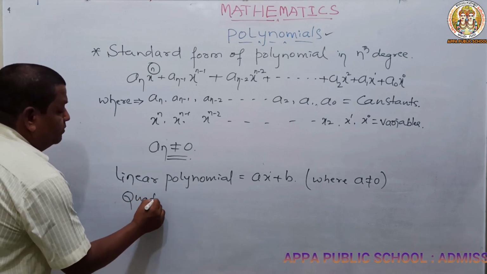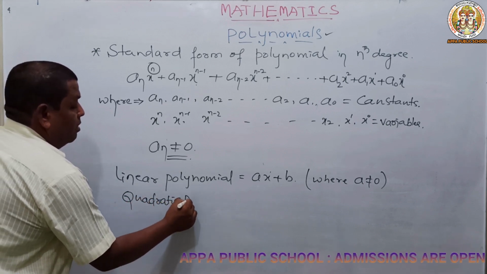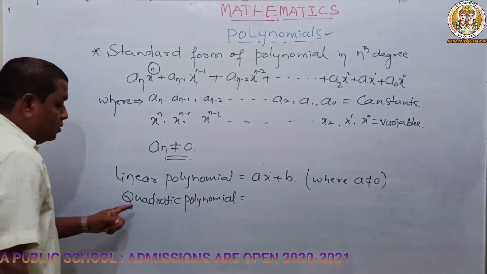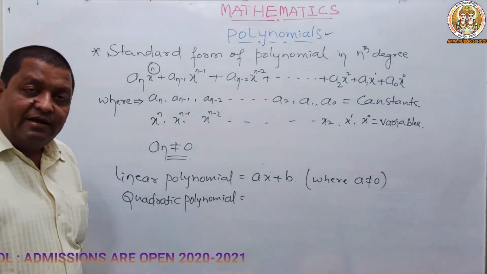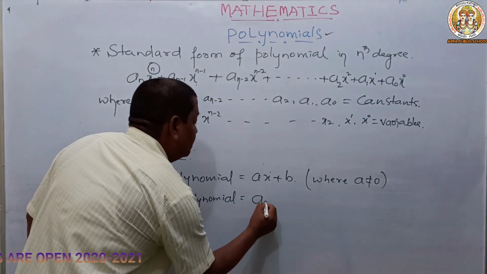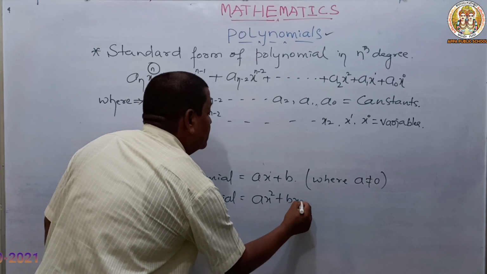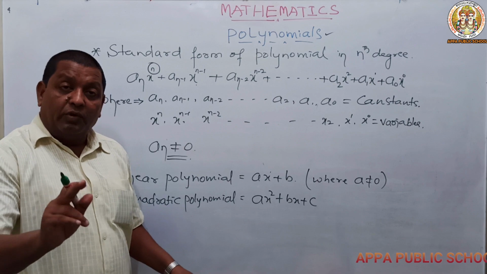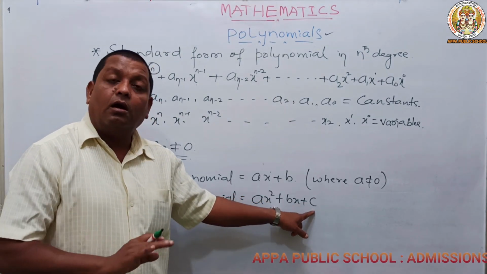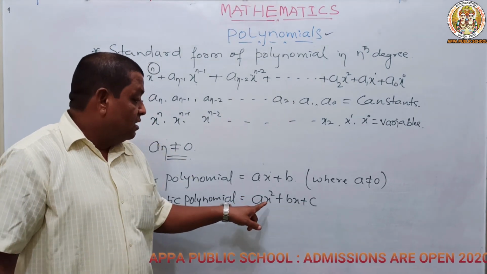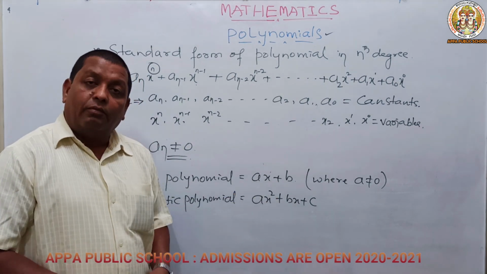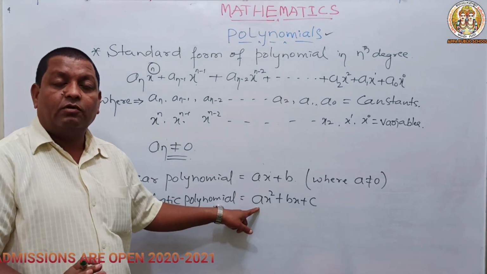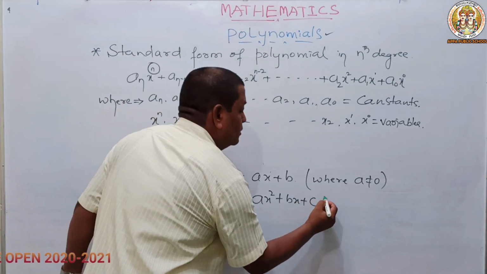Next, the quadratic polynomial. What is the standard form of a quadratic polynomial? ax square plus bx plus c, where a, b, c are all constants. x square and x are variables. What is the condition? Definitely a is not equal to 0.